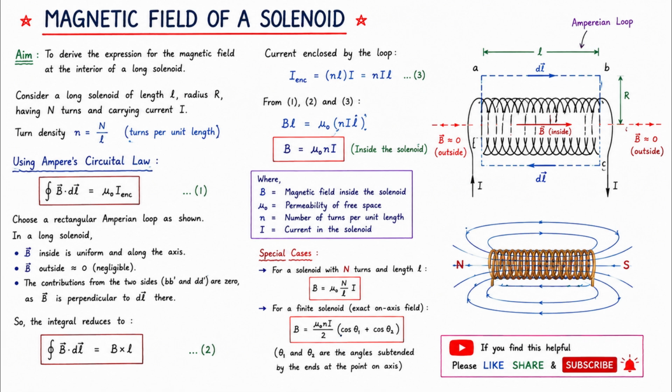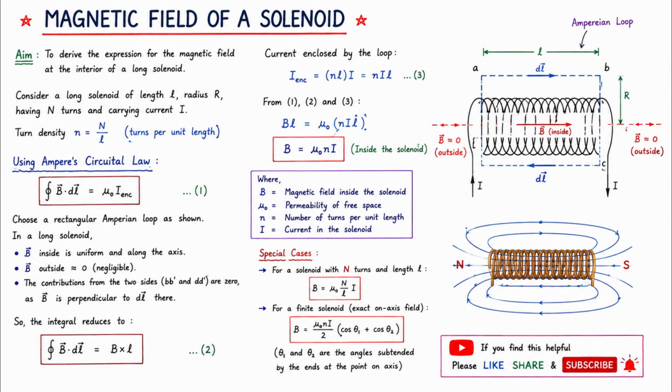Step 1, apply Ampere's circuital law. Ampere's law states ∮B·dl = μ0 I_enc, where B equals magnetic field, dl equals small element of path, I_enc equals current enclosed by the loop, μ0 equals permeability of free space.